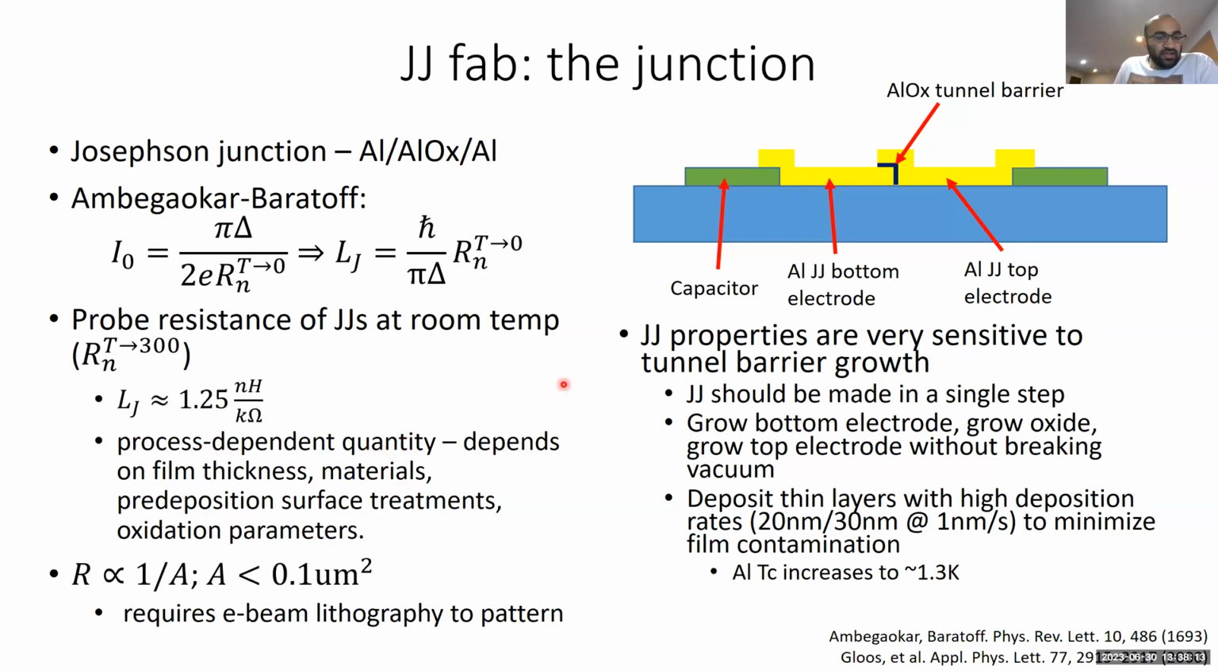It'll depend on the thickness of your films, the materials that you have, so the type of substrate that you use, whatever surface treatments you employ before deposition, and your oxidation parameters. The other thing is that, because resistance scales as 1 over the area of the junction, and the area of your junction for transmon qubits in the gigahertz range tends to be less than 0.1 square microns, in order to pattern this accurately, you need electron beam lithography. You can't do this really optically.